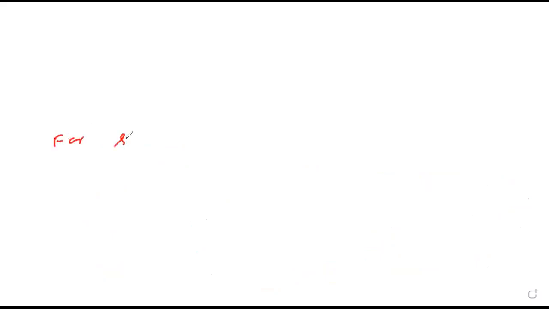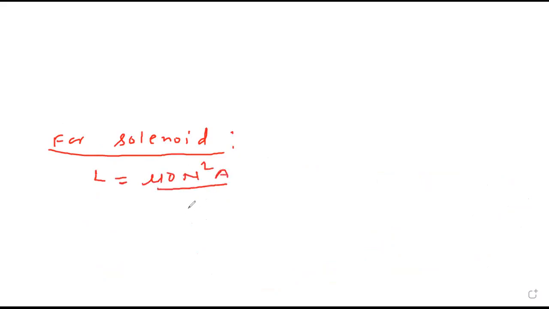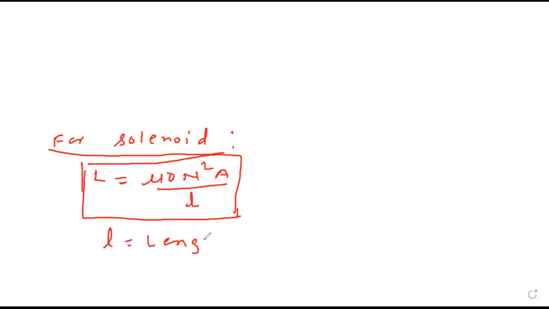For solenoid, self-inductance is mu naught N squared A upon l. I feel this time you can expect something on this. For solenoid, self-inductance L is mu naught N squared A upon l, where small l is the length of solenoid and capital L is self-inductance.